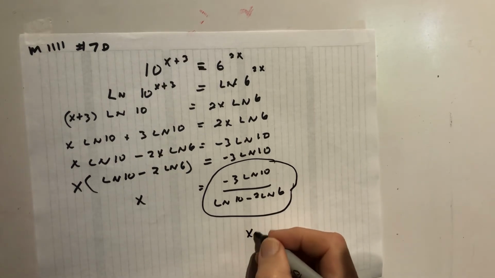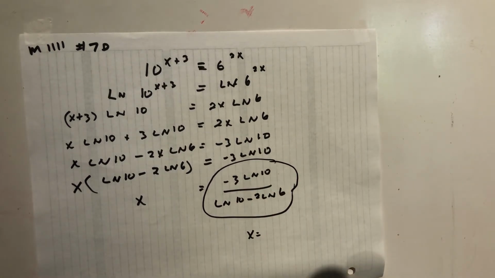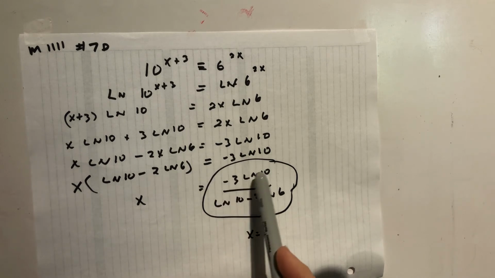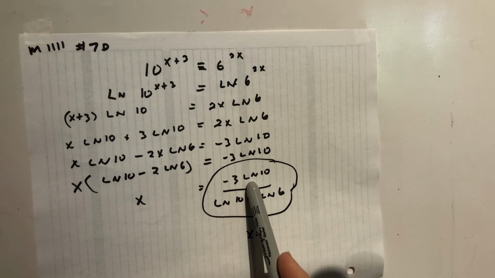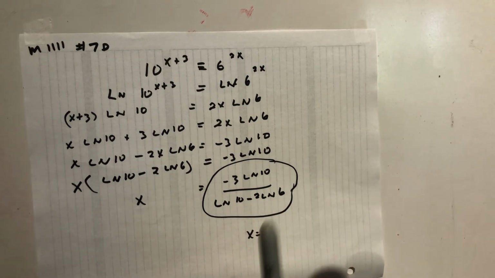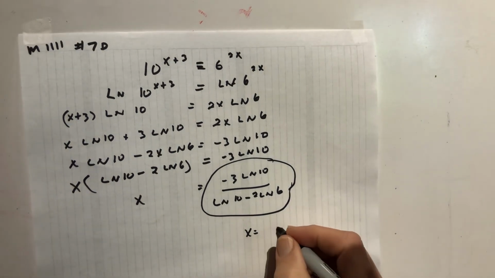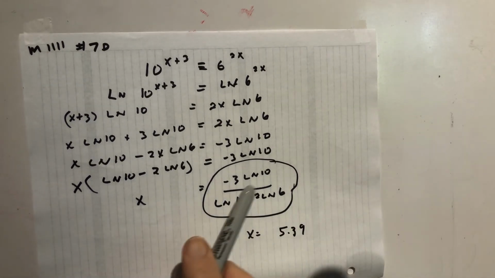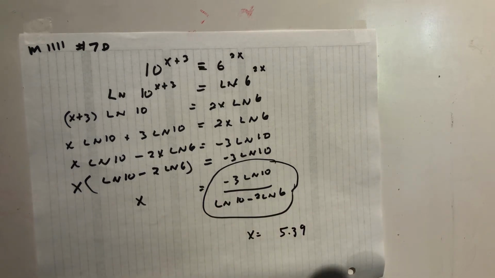To get the estimated answer, do this on your calculator. Hit the fraction button. On top, -3, hit the ln button 10, not the log button, but it's the natural log. Go to the bottom of the fraction, ln 10 minus 2 times ln 6, and your answer should be 5.39. Now that's the rounded off answer, that's the exact answer. I would like to see both of them on the test.